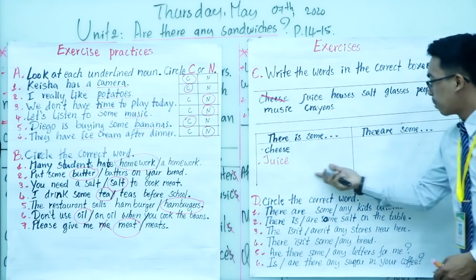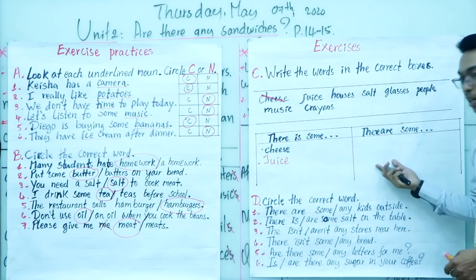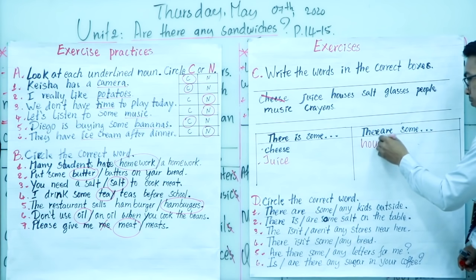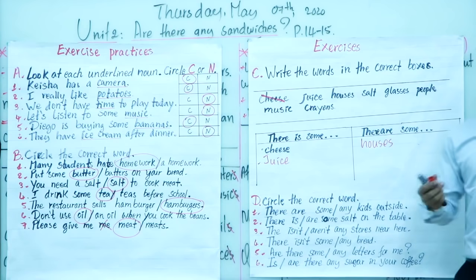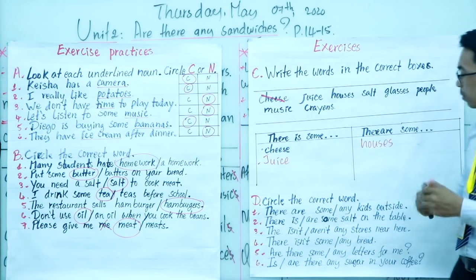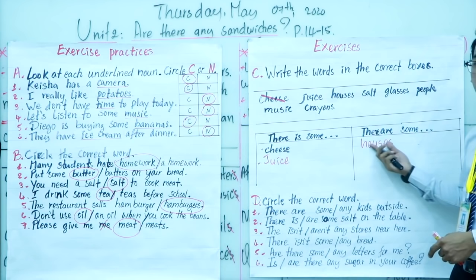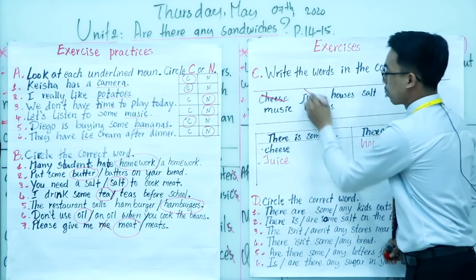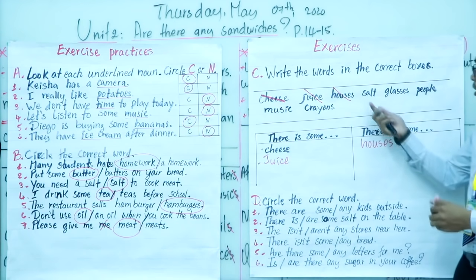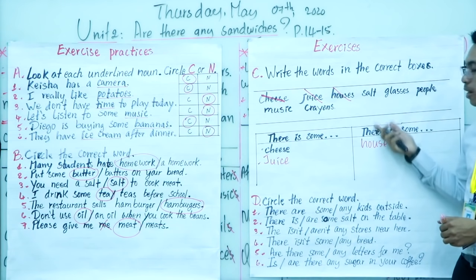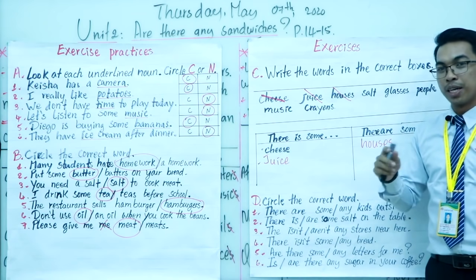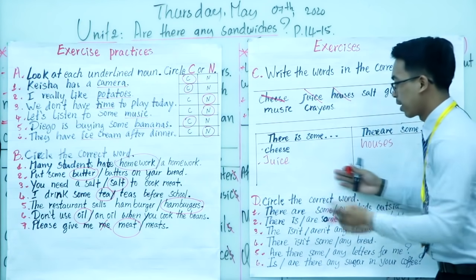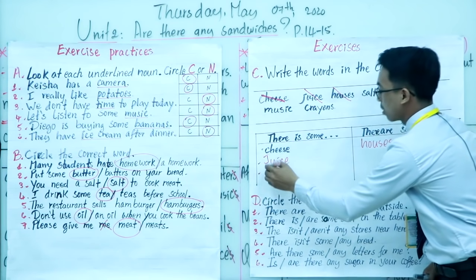Houses, which column, everyone? First or second? Very good, second. We can count one house, two houses. It's a plural count noun. The next one, salt. Can we count salt or not, like I explained earlier? Very good, we use it with non-count nouns. So salt goes in this column.